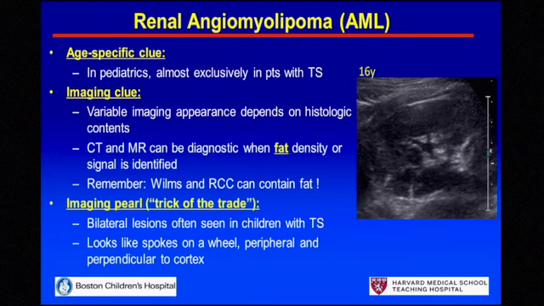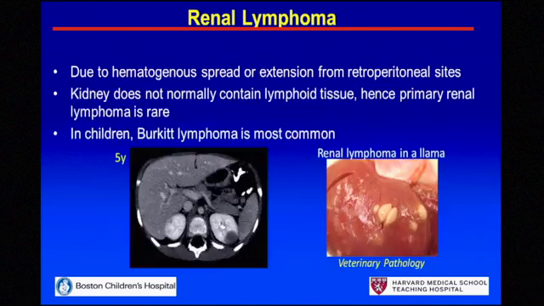They have a variable imaging appearance depending on histologic contents. By CT and MR, if you see fat, really that's diagnostic. But remember that Wilms and RCC can contain fat. Lesions tend to be bilateral in children with TS, and the ultrasound on your right here shows the very classic spoke-like configuration of an echogenic area, which represents a tiny AML. They tend to be perpendicular to the renal cortex.